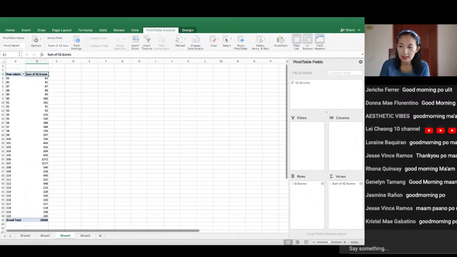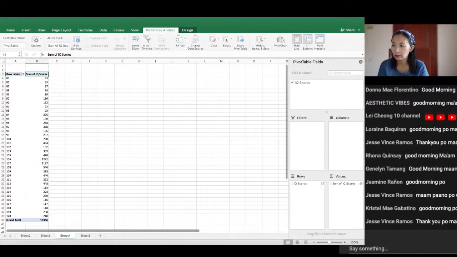So, we're not interested. How about the pop-up? Can you see it? This one? Okay, instead of sum, we want count. So instead of the sum of IQ scores, we want the count.